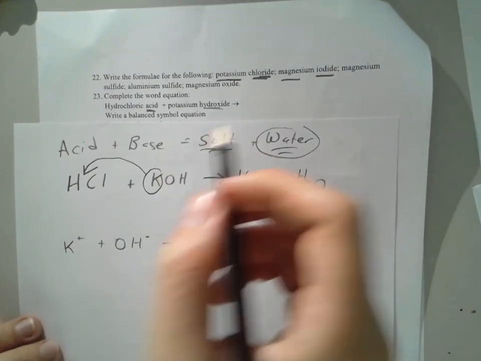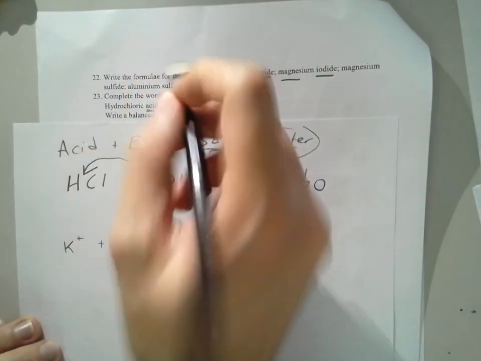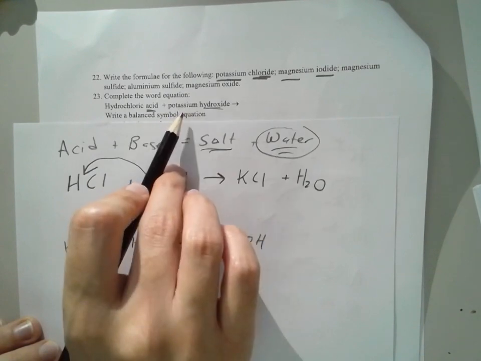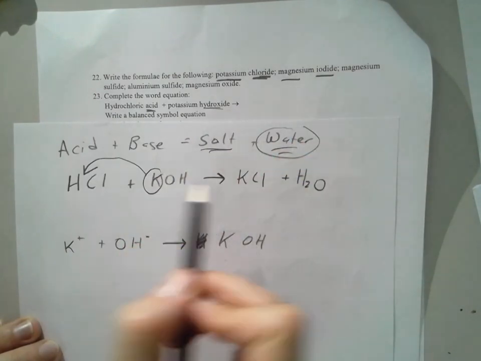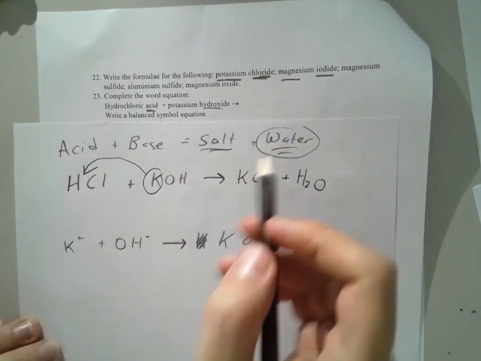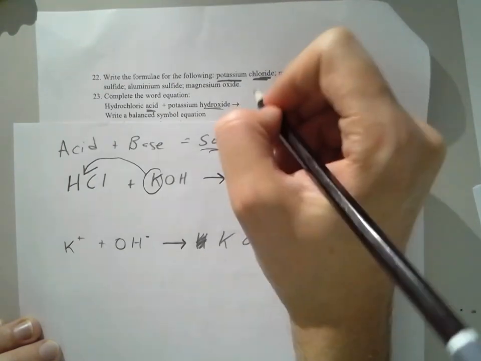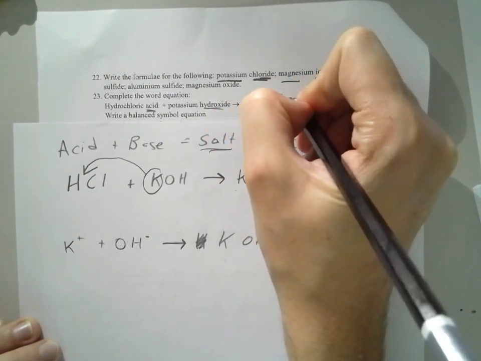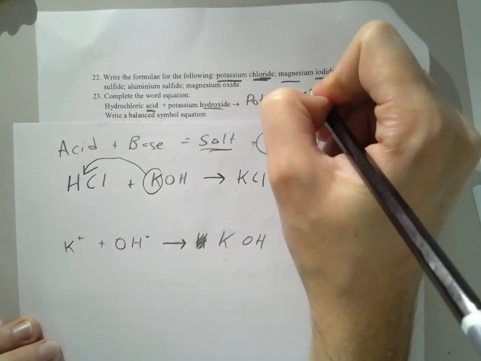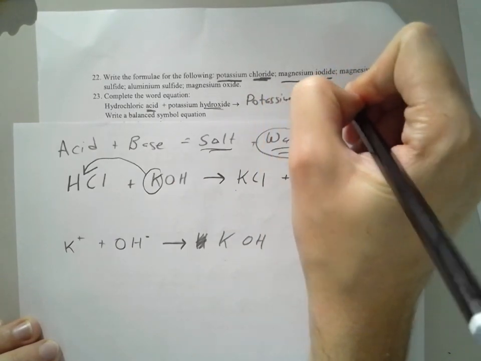How do I write this on the paper? So this is hydrochloric acid plus potassium hydroxide. So I've got the potassium taking the place of the hydrogen. Now I've got KCl, or potassium chloride, plus water.